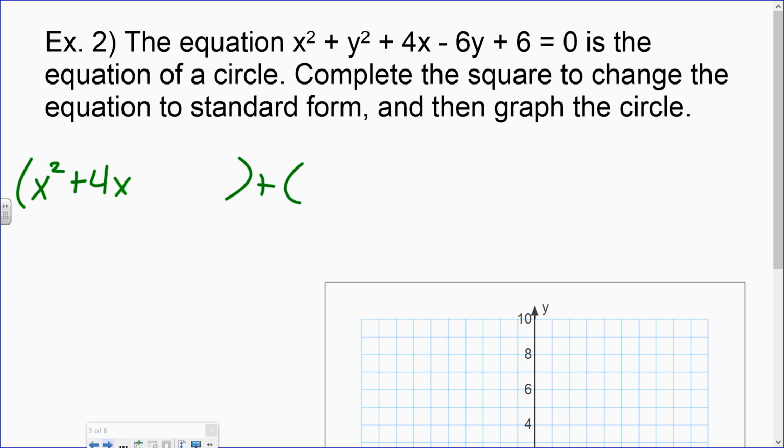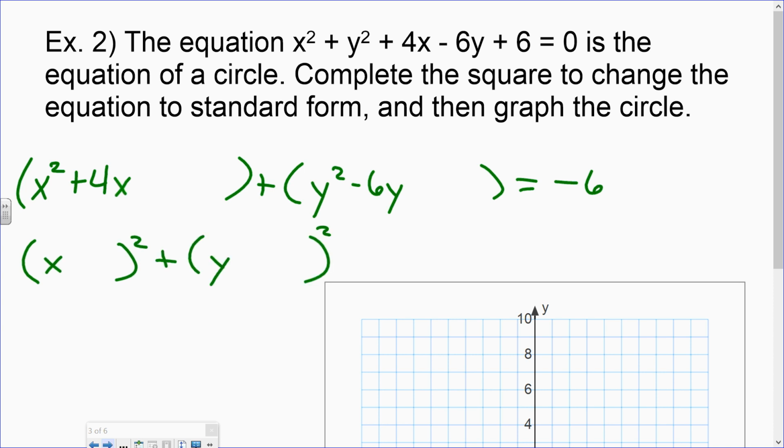Leave a space, get the y's together. Move the constant 6 over to the right-hand side so it becomes a -6. Then we need to get our 2 short parentheses so that we will have it in the form that we need. Shane, what needs to go here in my short x parentheses?